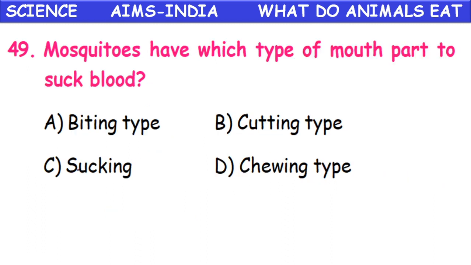Mosquitoes have which type of mouth parts to suck blood? Biting, cutting, sucking, chewing. So mosquitoes possess a piercing and sucking type of mouth parts. They possess very sharp, needle-like mouth parts. They pierce and suck.